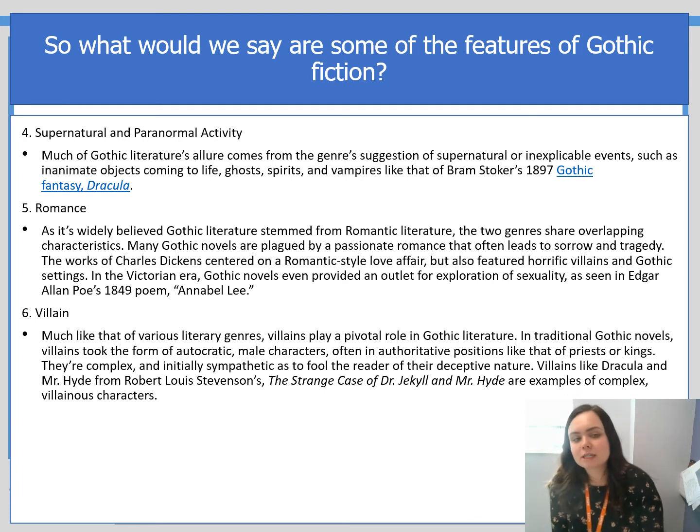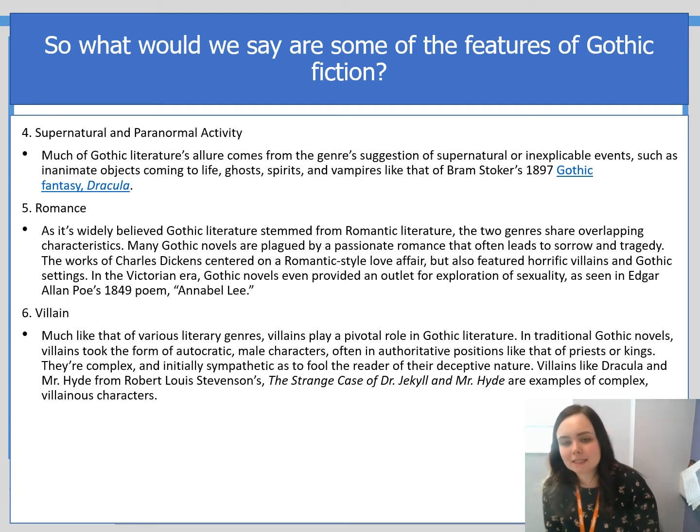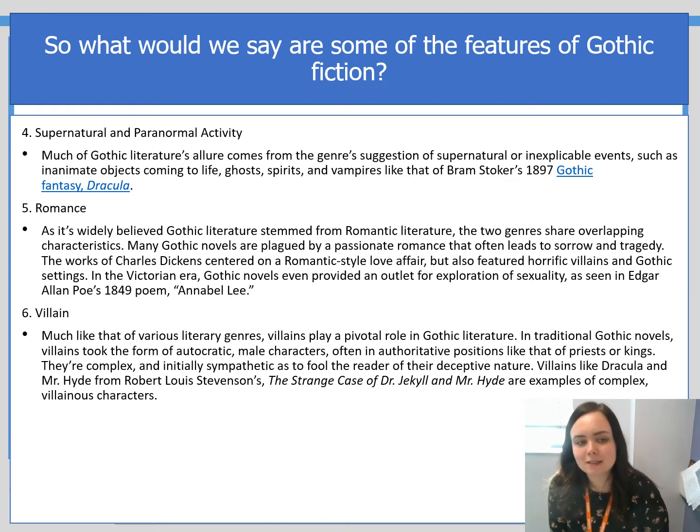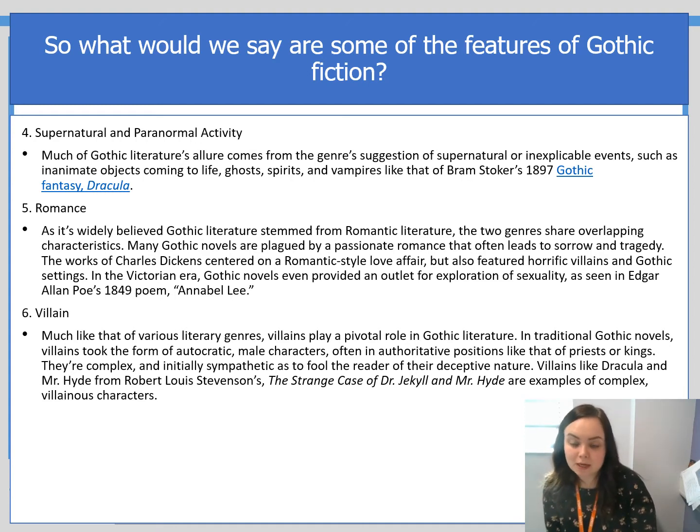So the first one is supernatural and paranormal activity. So much of Gothic literature's allure comes from the genre's suggestion of supernatural or inexplicable events, such as inanimate objects coming to life, ghosts, spirits and vampires, like that of Bram Stoker's 1897 Gothic fantasy Dracula. So there tends to be some sort of supernatural influence within Gothic fiction.